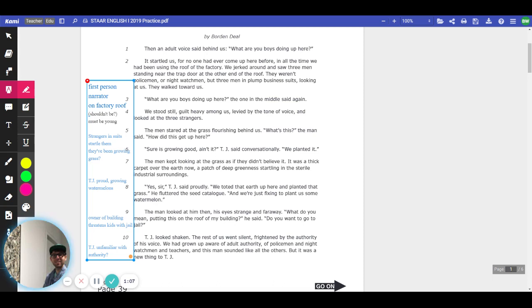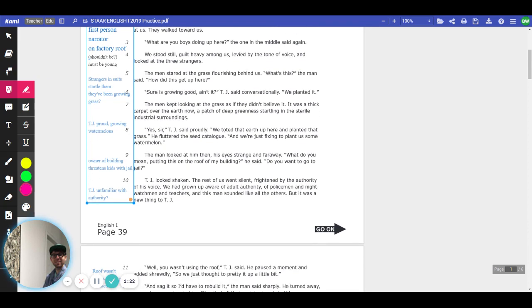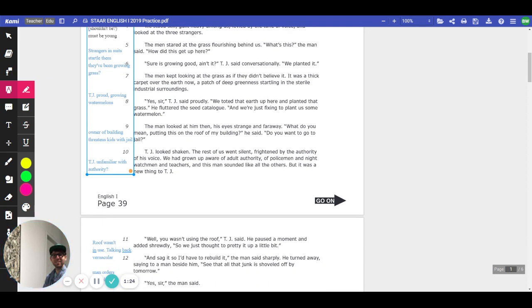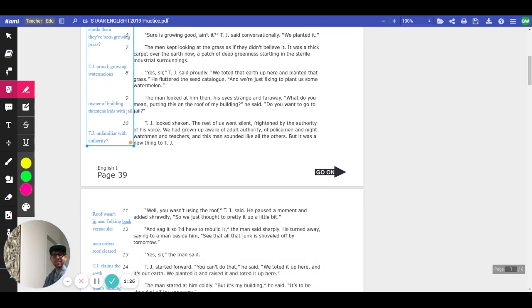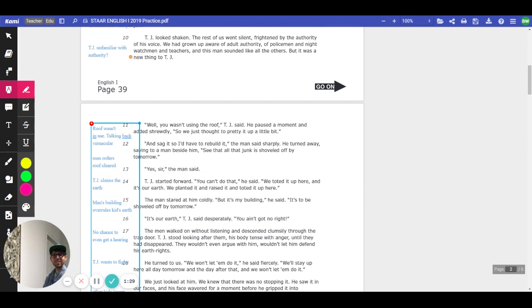We get a first person narrator up on a factory roof, and they probably shouldn't be. They have to be young by the way that the man is addressing them as boys. These strangers in suits scare them, and we find out they've been growing grass. TJ is proud of it. He's been growing watermelons. They get threatened. TJ, for some reason, is unfamiliar with authority.